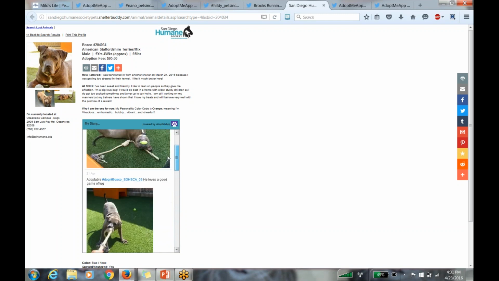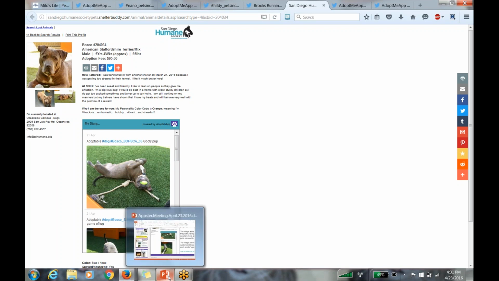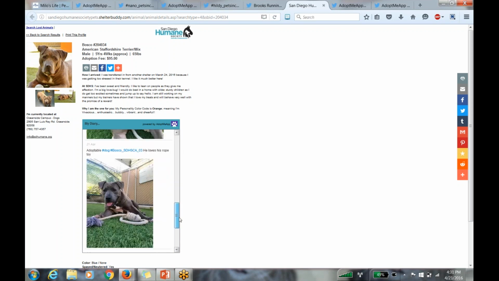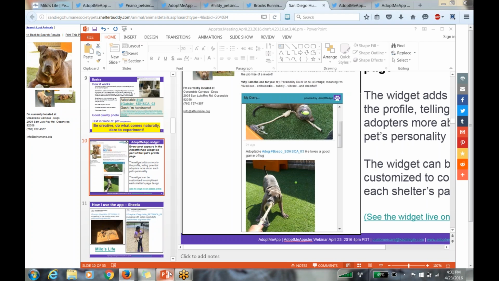So it's a great addition to these pages, and that's one of the things that we're the most proud of, because we've turned these pages into something much more dynamic and much more likely to bring people in. I think Bosco is a very good example of some great posts that have shown the real personality of this dog, and these are just wonderful photographs too.